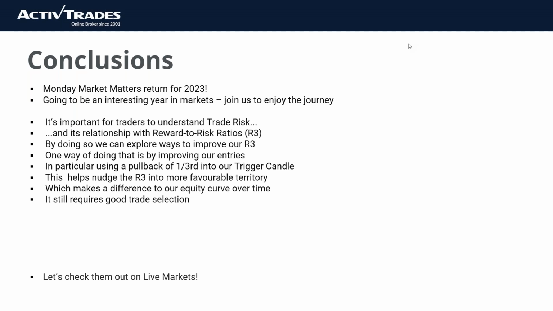When it comes to conclusions from today's session, it's important for traders to understand trade risk and its relationship with risk to reward ratios. By doing so, we're in a position to explore ways to improve our reward to risk ratio. One way of doing that is by improving our entries, and in particular, you do that using a pullback of a third of the way into your trigger candle, if you're using price action candlesticks. What that does is help nudge the reward to risk ratio into more favorable territory for you, which is what can make a difference to your equity curve over time.